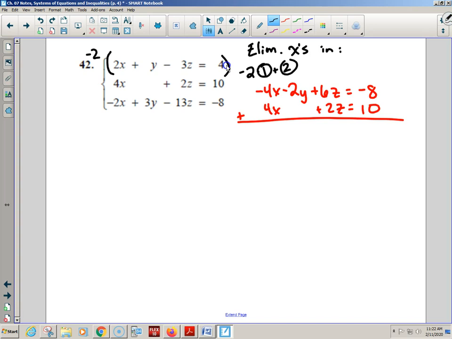I'm also going to eliminate x's in equations 2 and 3, doubling equation 3, I guess. So I can do 2 plus doubling my 3. There are future notations coming where we call them R1, R2, R3, but I'm just circling which equation it is for right now. So this one, I keep equation 2 the same, and then double equation 3.